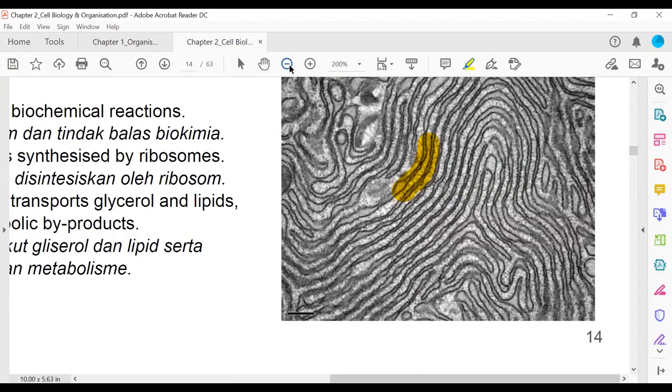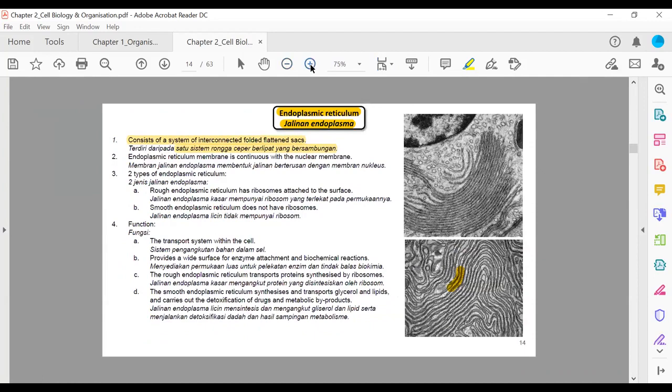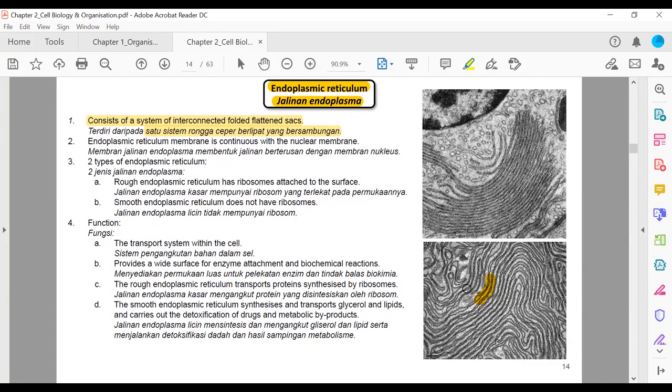Interconnected. Interconnected maknanya bersambungan di antara satu sama lain. Contohnya di sini kalau kamu lihat, tengok gambar ini. Look at this picture. Di sini ialah RER dan di bawah ni ialah SER. So that means they are interconnected, saling bersambungan di antara satu sama lain. Itu maksud interconnected here. Okay. Bersambungan.